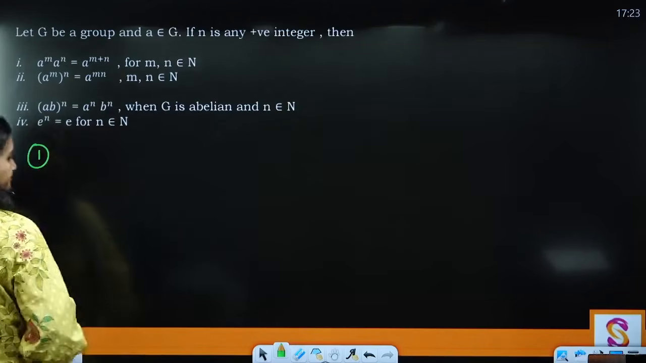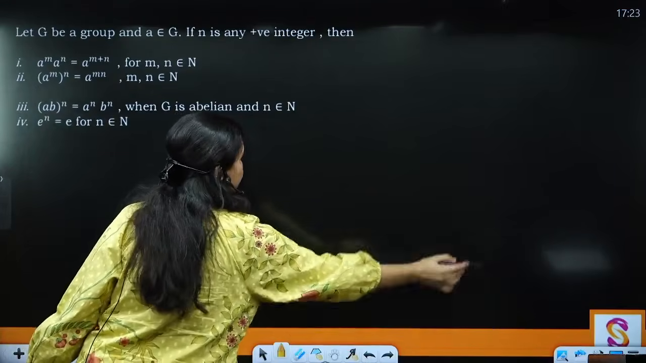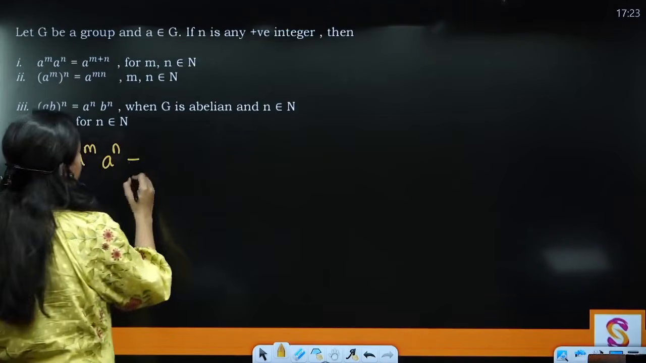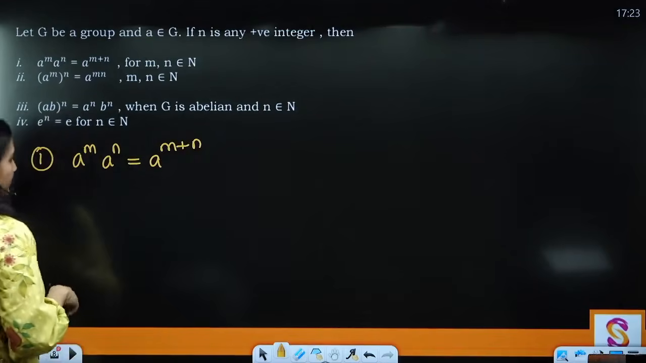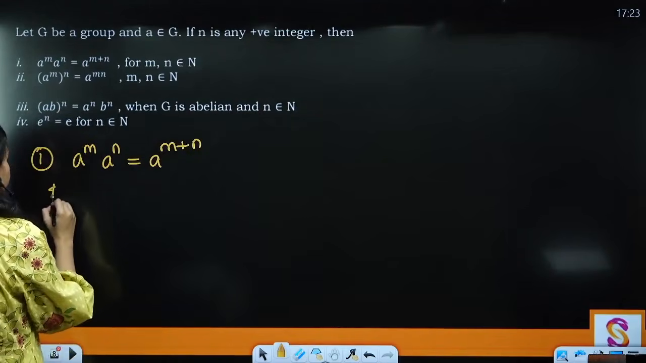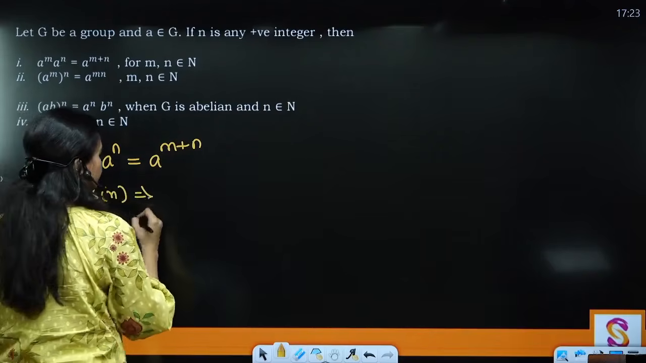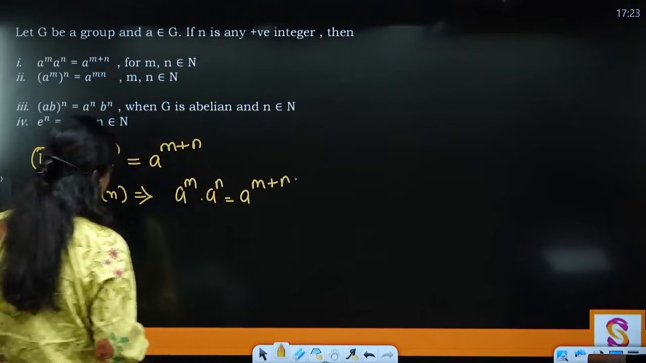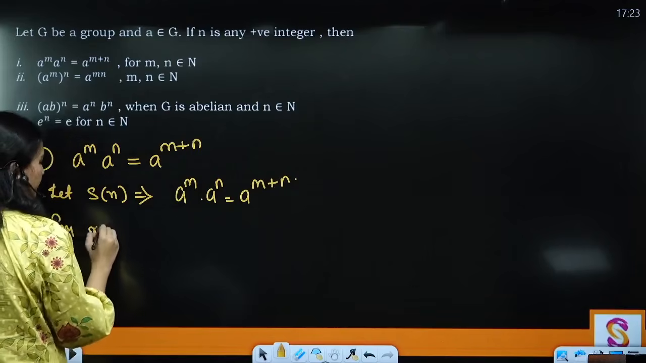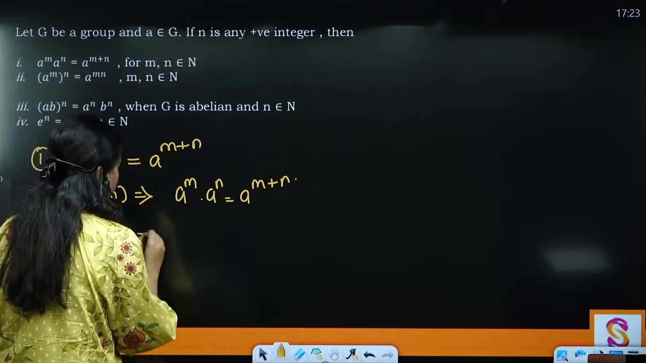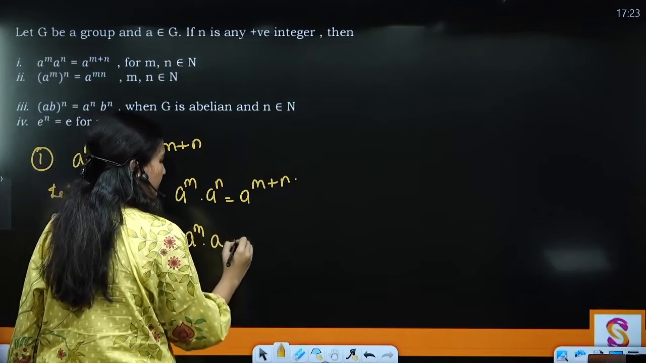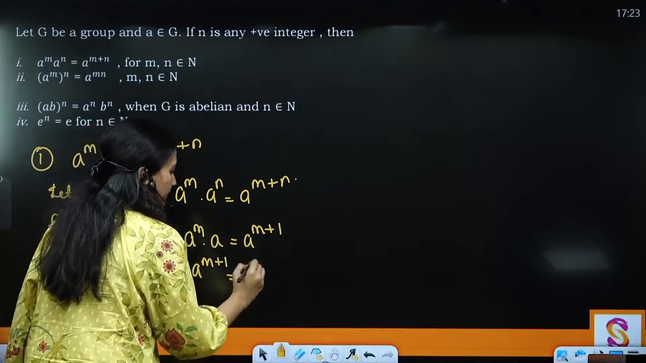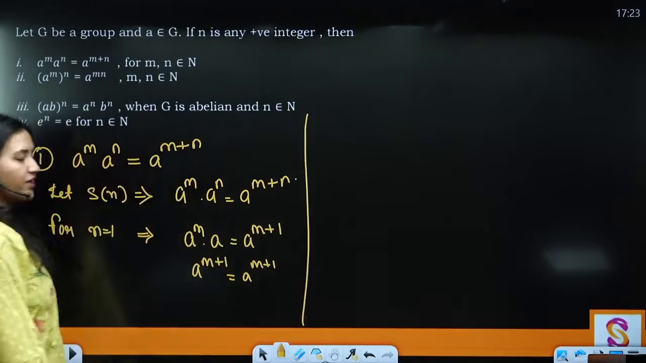So the first one is a^m · a^n = a^(m+n). Let Sn be: a^m · a^n = a^(m+n). Now for n equals 1, what is it going to give me? a^m · a = a^(m+1), which is nothing but a^(m+1) = a^(m+1). That means the given statement is true for n equals 1.